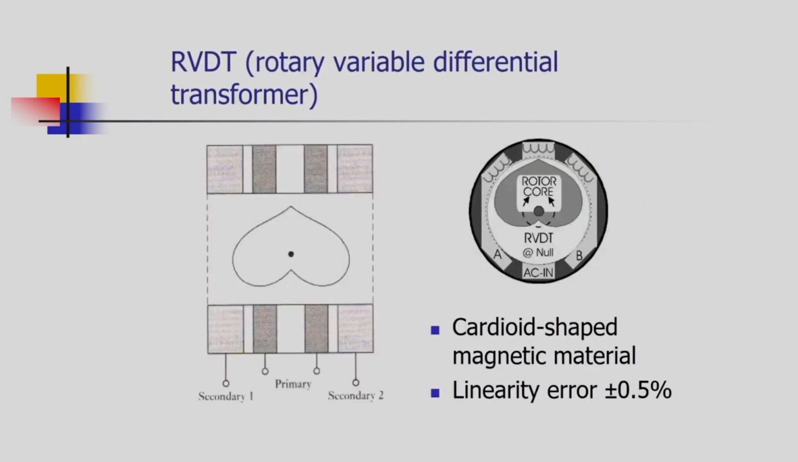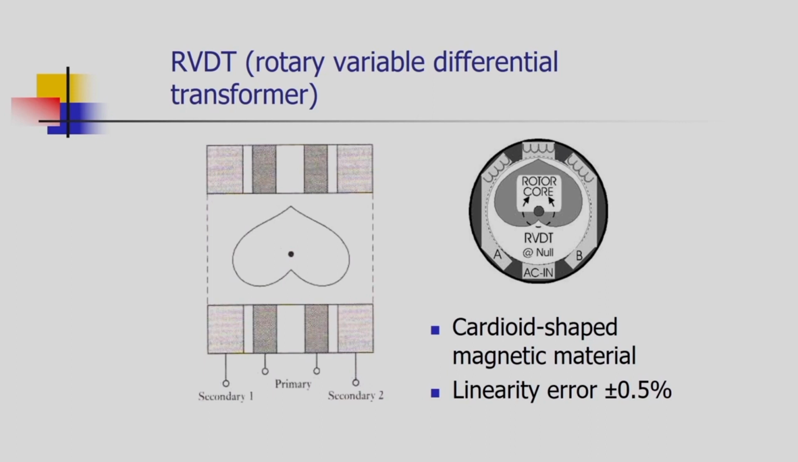The linear variable differential transformers' lengths are quite long, and in many cases such long linear variable differential transformers are not that convenient. There is another variation of the linear variable differential transformer, and that is used to measure the angular velocity. So, here instead of having the linear variation, we are using a rotary variation. The cores are rotating instead of moving in a linear way.